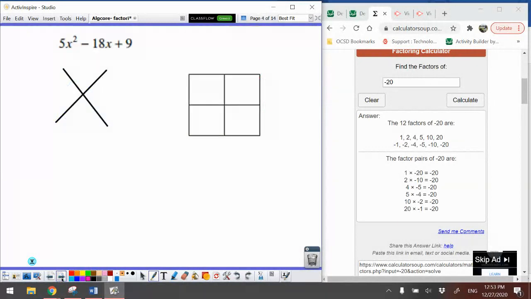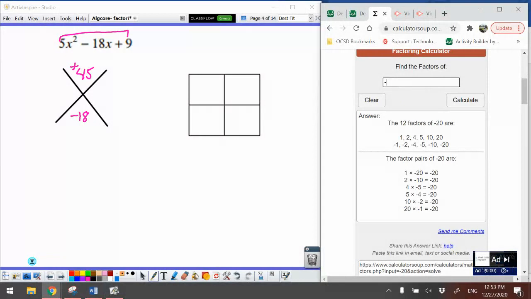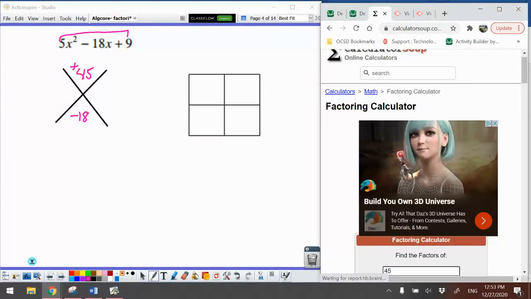Okay, let's try this one. Well, 5 times 9 is 45. That's positive. And I have a negative 18. So let's take a look at 45. I need to have a negative 18.